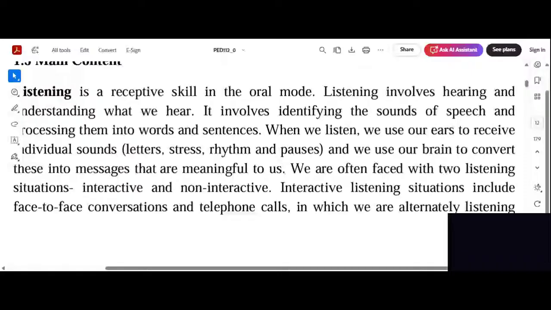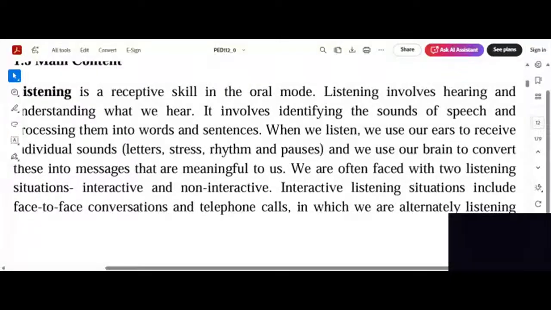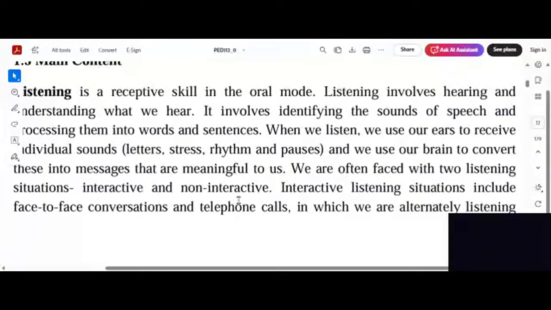So it involves identifying the sentences and words. So that is what listening is all about. It is an active skill. It involves you listening and of course understanding what you listen to, not just hearing. Listening starts from hearing, but you also have to understand. Without understanding, it is not listening.